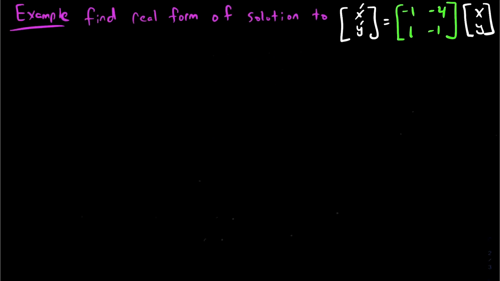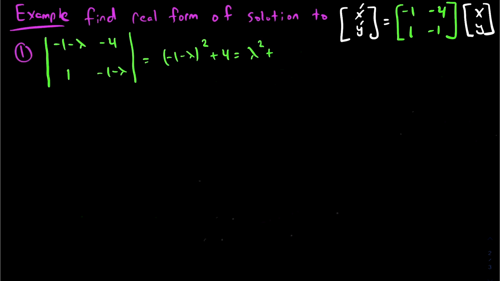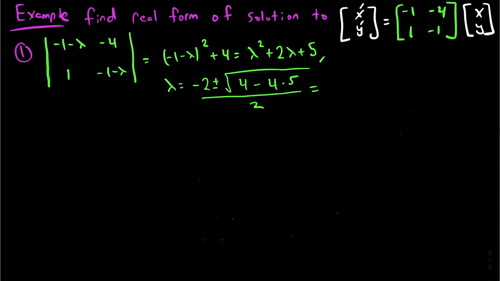I'll show you with an example. Say you're asked to find the real form of (x prime, y prime) equals the matrix (-1, -4; 1, -1) times (x, y). We start off by finding the eigenvalues. That is, we take the matrix, subtract off lambda, compute the determinant, and set it equal to 0. In this case, we find that lambda is equal to -1 plus or minus 2i.